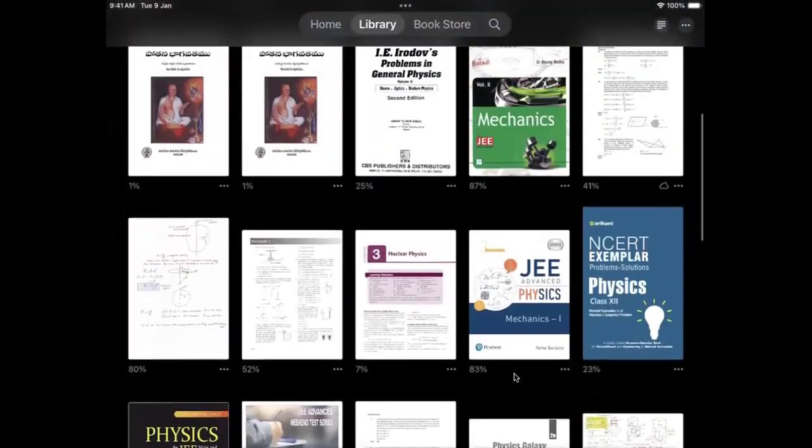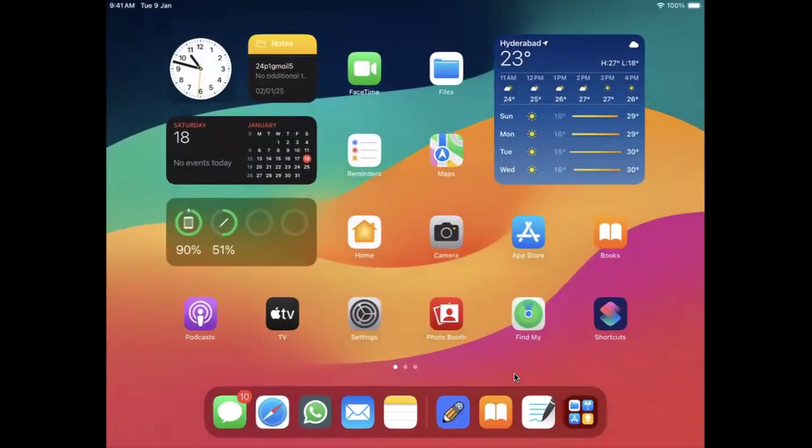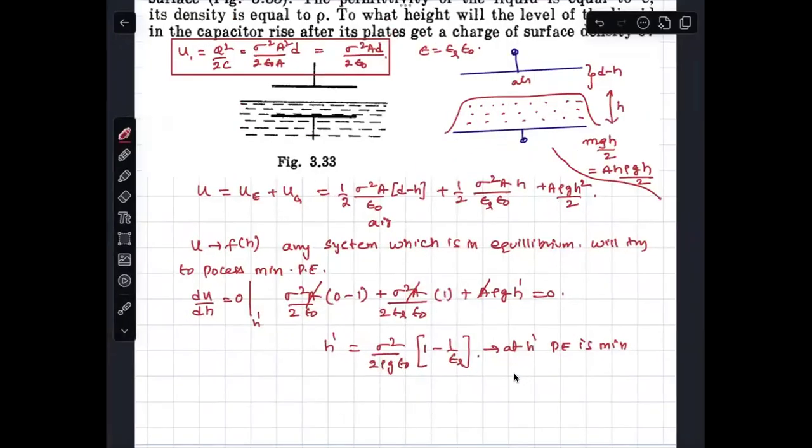Both are volume 1 and volume 2. Right now. I just have.